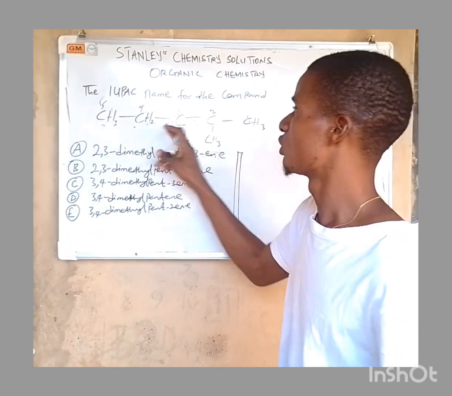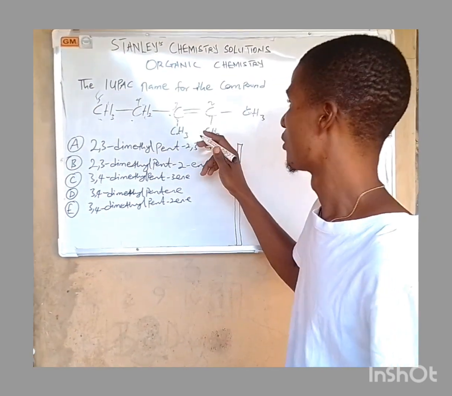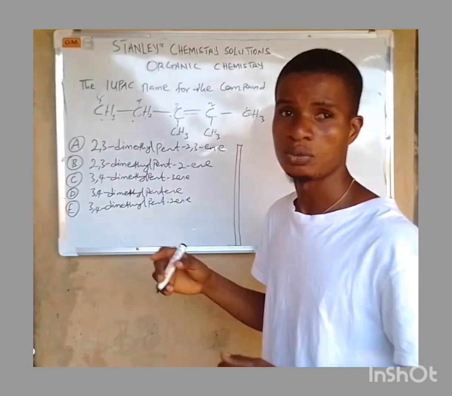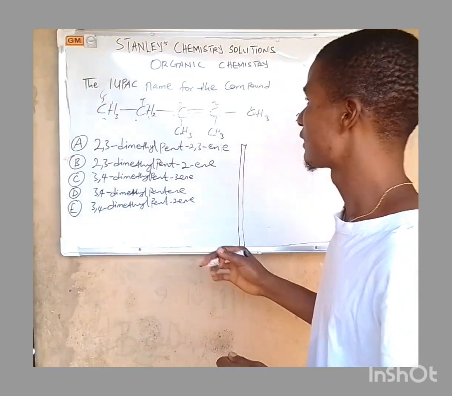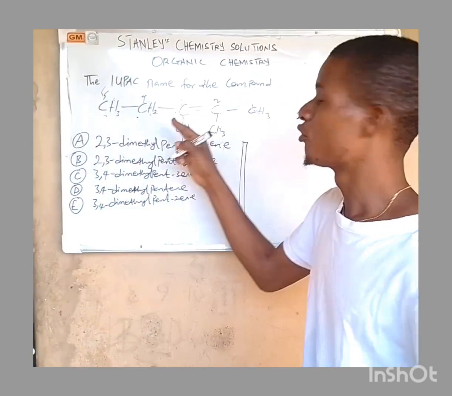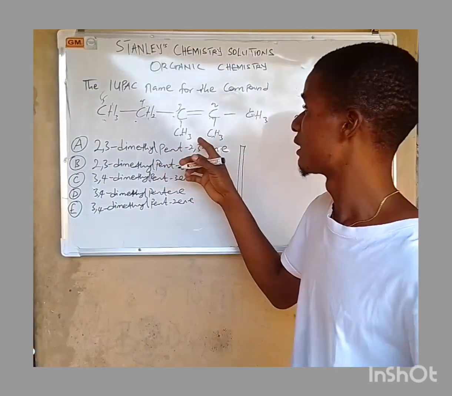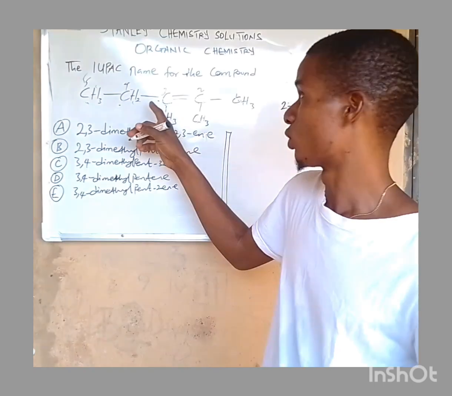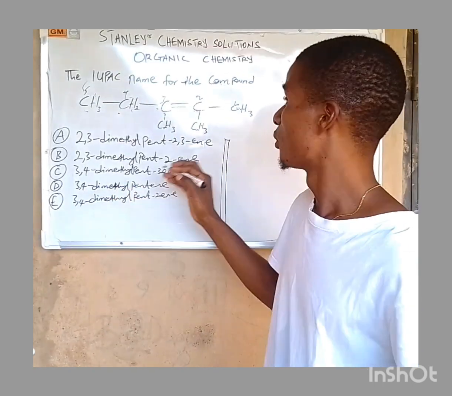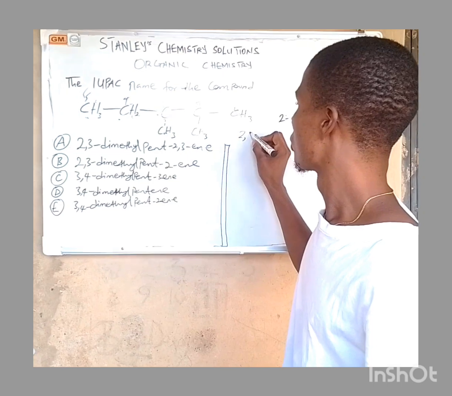Then the longest continuous chain is what? Pent, which is 5, right? That is pent-2-ene, right? We are getting there slowly. Then the last thing to consider here is what? The side chains. We now have to number them. So from here we followed. The carbons carrying the side chain are what? The second one and the third one, and they are carrying the same substituent, methyl. So because of that, 2, 3.